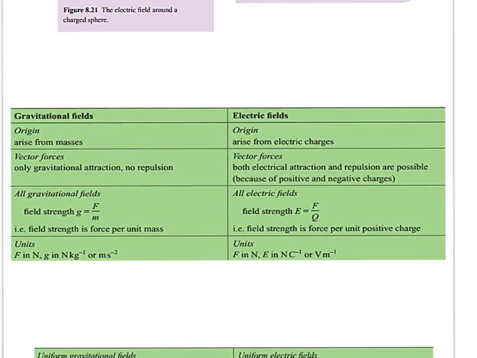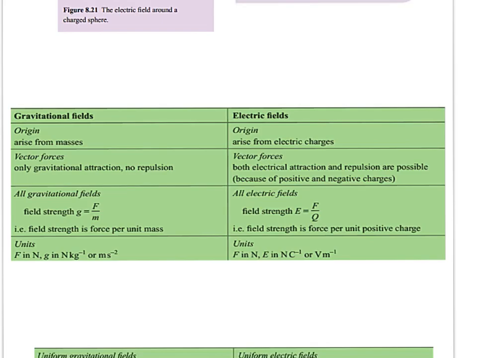Gravitational fields and electric fields are very similar, so they can be compared. Gravitational fields are produced from masses, whereas electric fields are produced from electric charges at a point. However, they're both vector forces. With gravitational, it's only attraction, so masses only attract each other, whereas with electric fields, because you have both positive and negative charges, you can get a repulsion as well, so they are slightly different in that case.